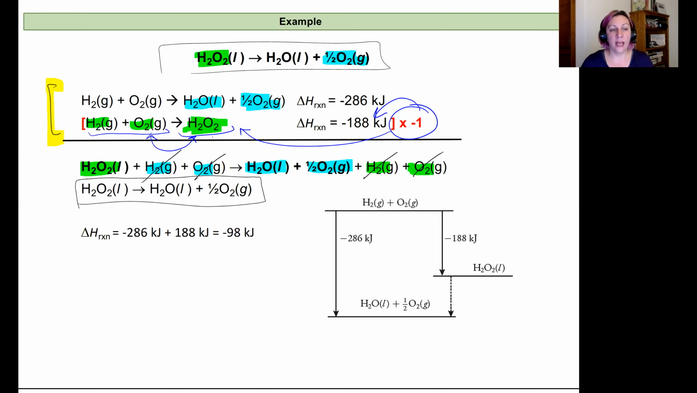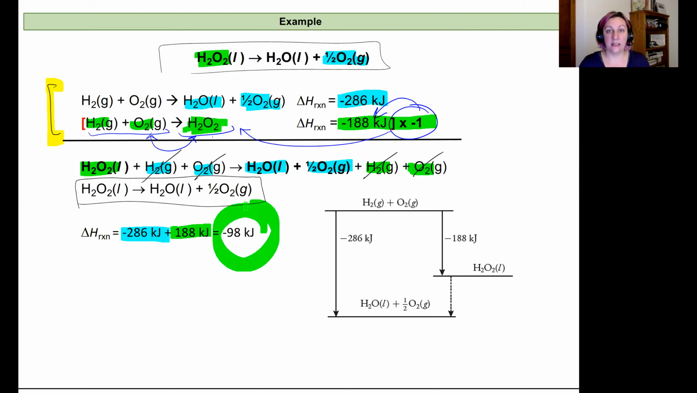So that means I can calculate the enthalpy of reaction from the enthalpies of reaction of the two stepwise reactions. I didn't manipulate this first one, so that negative 286 kilojoules comes here. My negative 88 kilojoules was multiplied by -1, so that becomes a positive 88 kilojoules. I add these together, and I get a value that is negative 98 kilojoules. And that represents the enthalpy of the reaction for the disproportionation of hydrogen peroxide into water and half a molecule of oxygen.